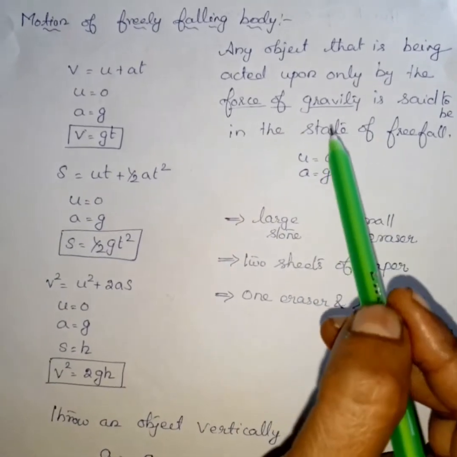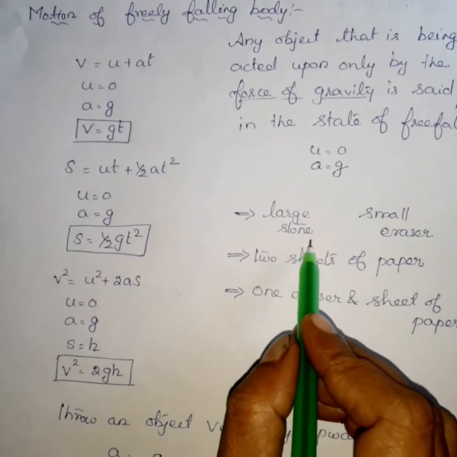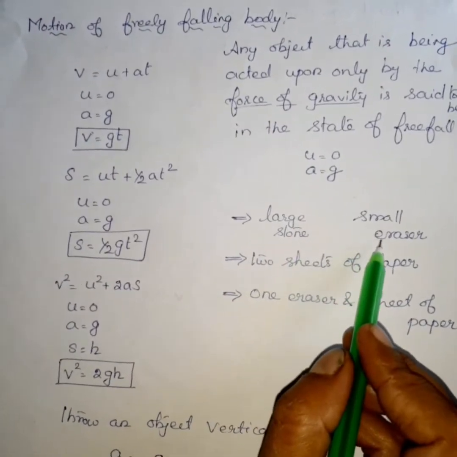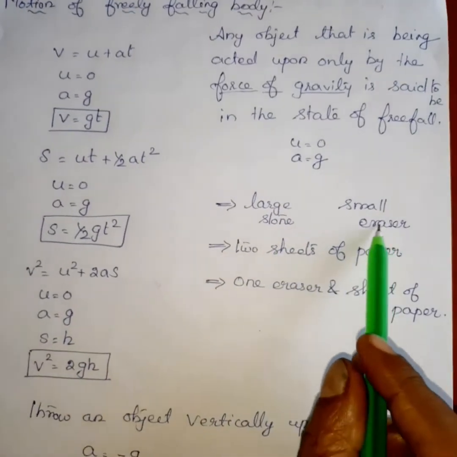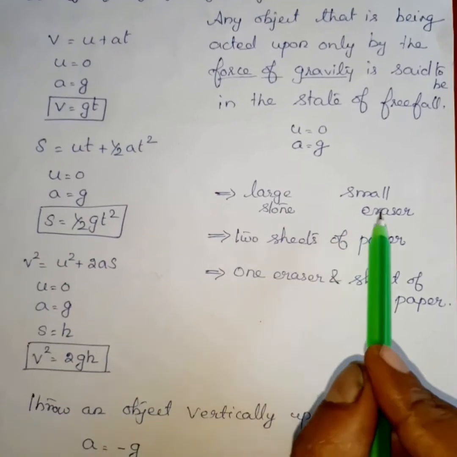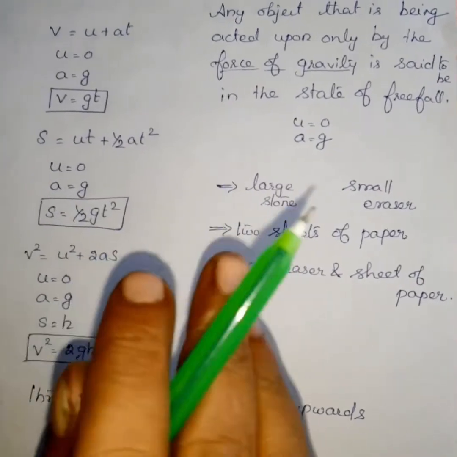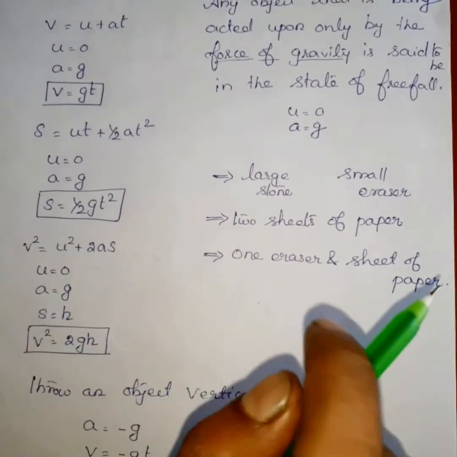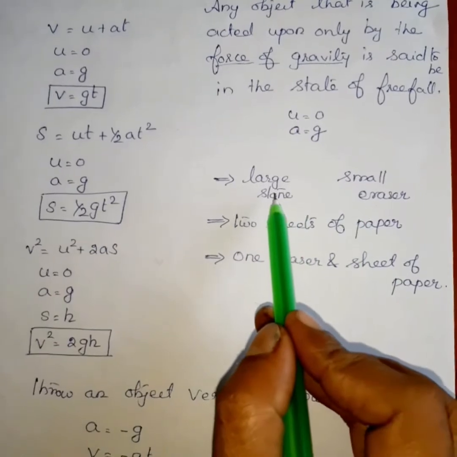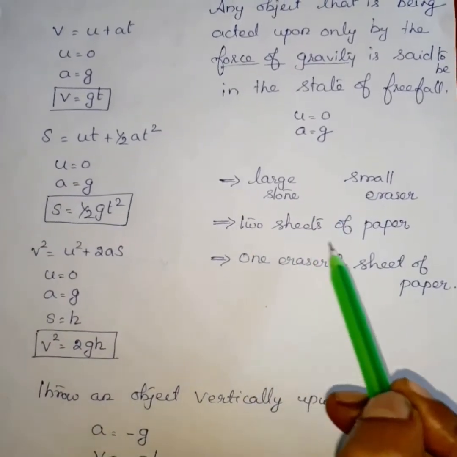Now listen. First take a large stone and a small eraser. Stand on top of the table and drop them from the same height. Now, what do you observe? The stone and eraser have reached the ground at the same time.